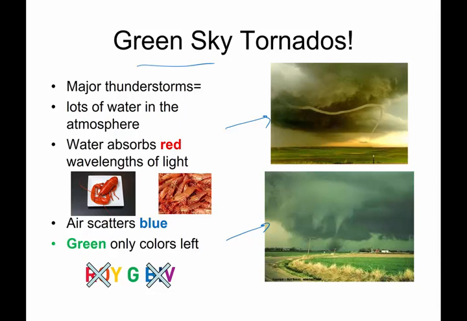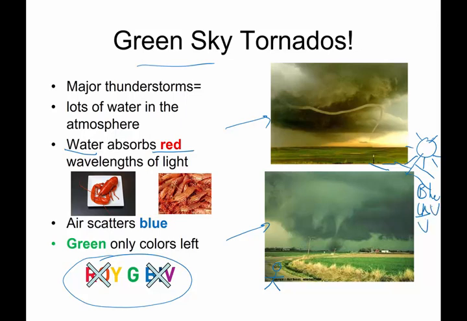This is due to, again, the interaction of our star, its light, and our atmosphere. Here's how this works. Our sun produces all the colors of the rainbow: red, orange, yellow, green, blue, indigo, and violet. Water has a tendency to absorb the red wavelengths of light. So if you're standing here on planet Earth and the sun is raining down light upon you, the blue light gets scattered away, along with a lot of the ultraviolet and violet. As these colors get scattered away, you are left with the reds, oranges, yellows, and greens.